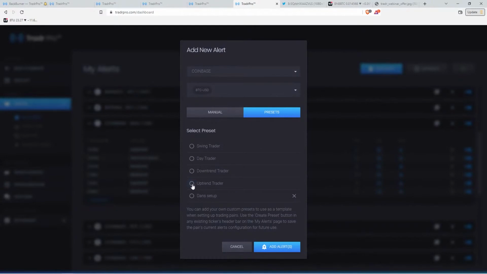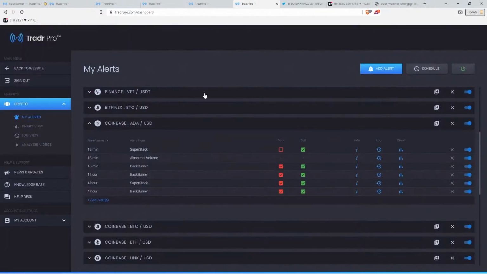If we're in an uptrend, I can just put the uptrend on a preset for all my alerts, or day trading and swing trading. This is going to be focused more on shorter term time frames versus longer term time frames. But now I've got my setup here, and I can just apply that to every coin that I add if I want to keep the same alerts and the same time frames for all these different coins. So that's another aspect.